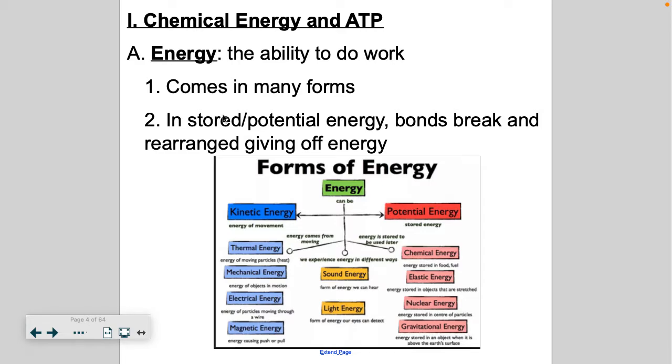Okay, so if it does work, energy is involved somehow, and it comes in a wide variety of forms. You've covered this in 6th grade science and physical science 9, but there are a lot of different forms of energy, and it can be grouped into kinetic energy or potential energy. So kinetic means energy of movement. So anything that moves, like thermal energy. Believe it or not, thermal energy is just the measure of how fast molecules are moving. You work out vigorously, you're moving really, really fast.